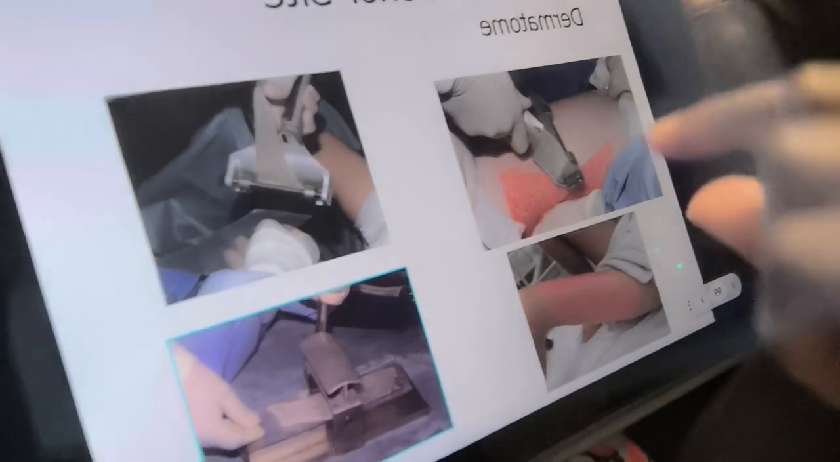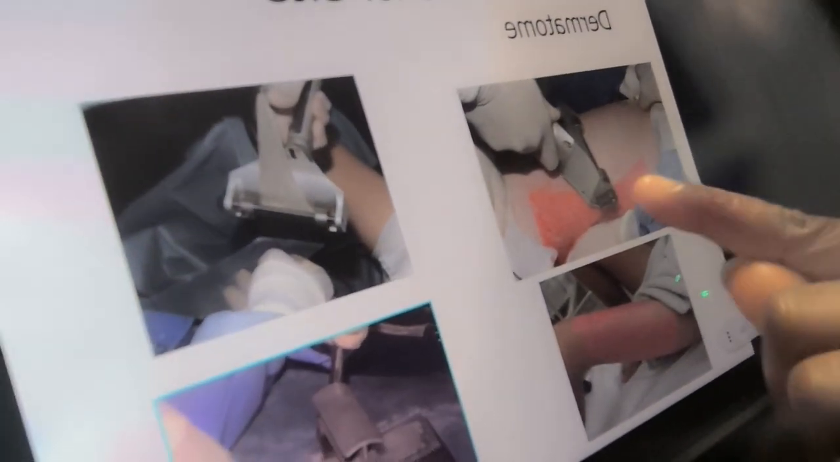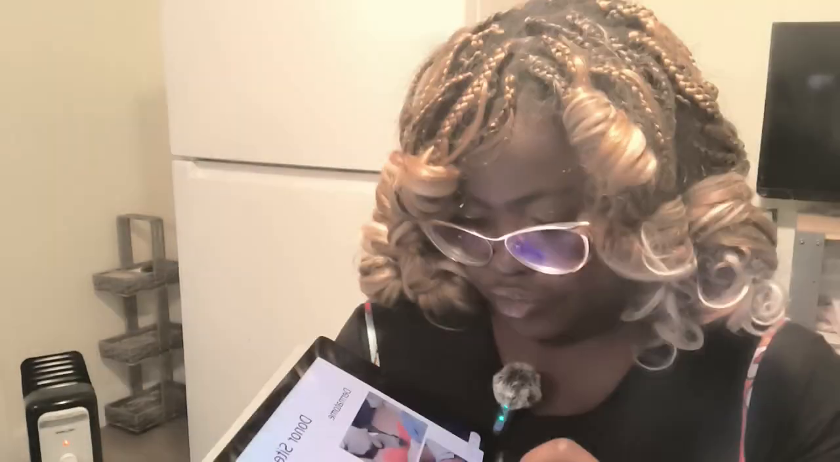Like when they peel a potato, that is kind of what is happening here. But then imagine it on a human being, on human skin. So yeah, that's why when you're caring for this patient, you're not only caring for the burn side, you're also caring for the donor side too.